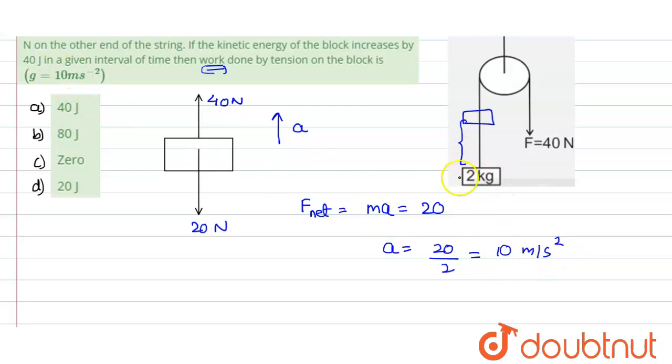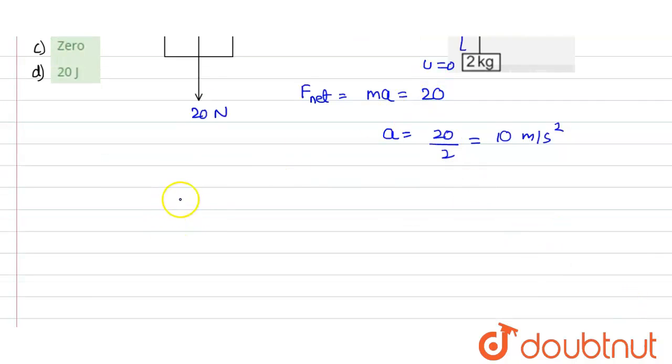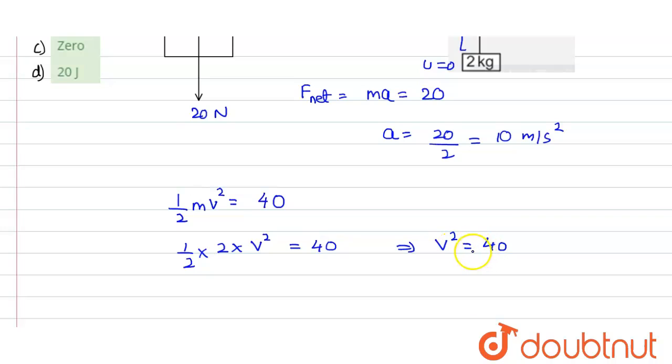Now in this interval of time, initially, for example, it has an initial velocity of 0. From here to here, the kinetic energy becomes 40 joule. That means there would be a velocity corresponding to this value of the kinetic energy. So the kinetic energy would be equal to 1 by 2 m v square, which is given to be 40. The mass value is given as 2, so 1 by 2 into 2 into v square is equal to 40. So we can say that v square turns out to be 40, and v would be root 40 meter per second.